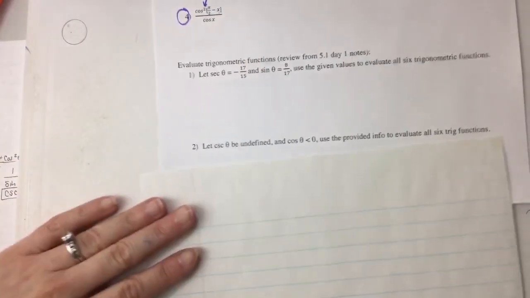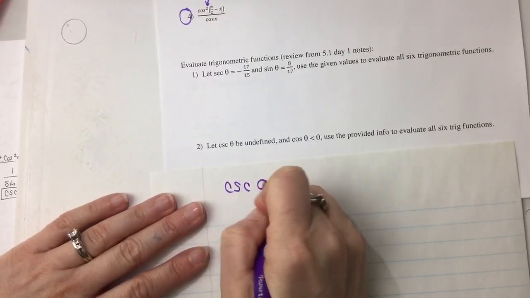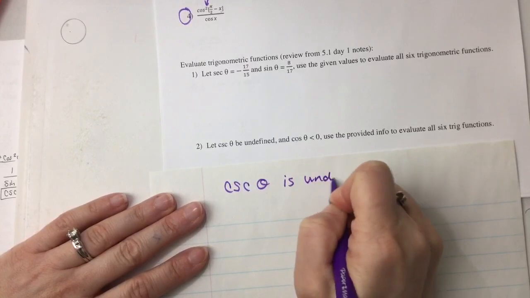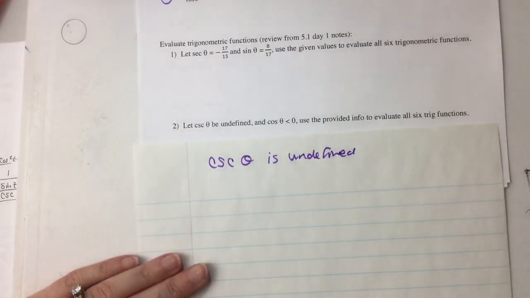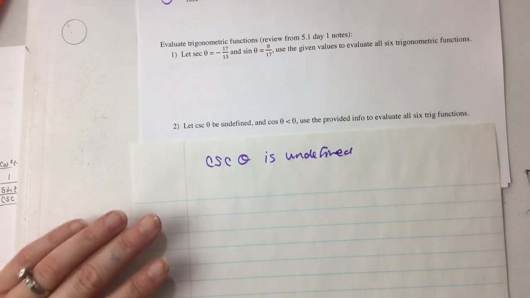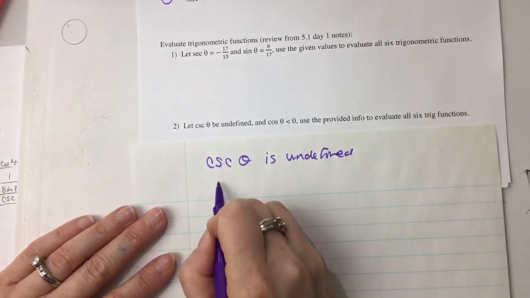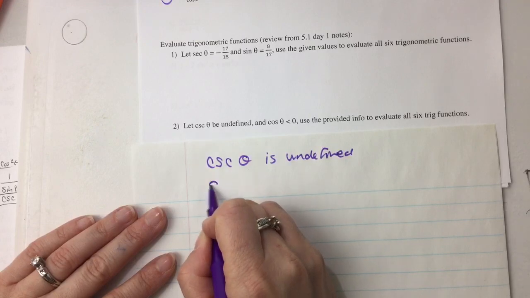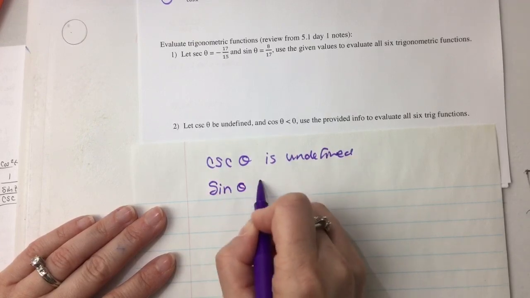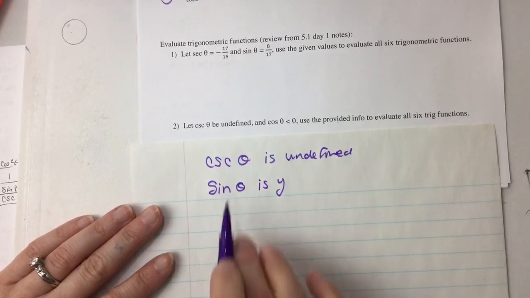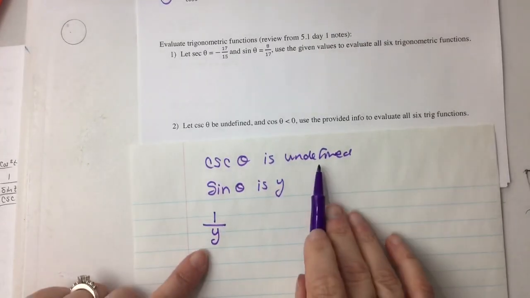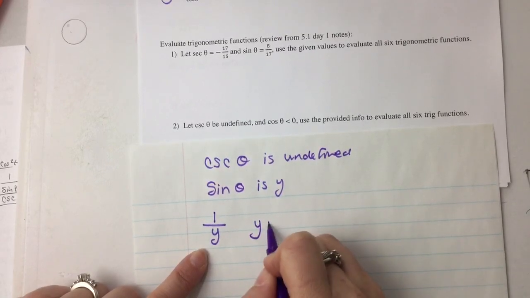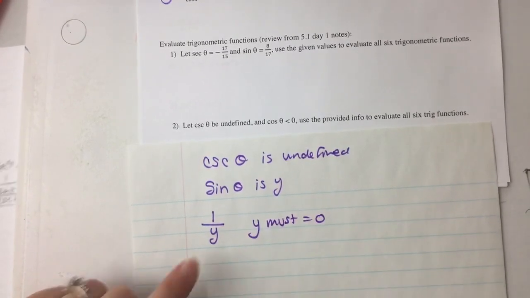One more, and here's a scenario we have not looked at yet. They're telling us the cosecant of theta is undefined. In order for this to be undefined, it means that you're dividing by a 0. So if I think of this, the cosecant is the reciprocal of the sine. The sine is the y value. So the cosecant is 1 over the y. In order for this to be undefined, the y must equal 0.